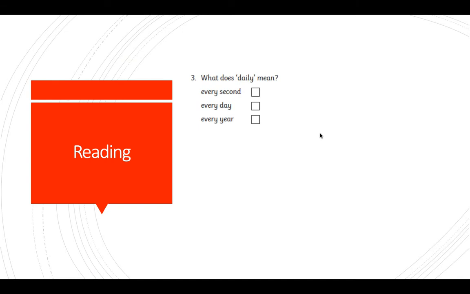Question 3. Now this one's not really directly in the text, it's just about working out what the words mean. So what does daily mean? Does it mean every second, every day, or every year? So tick the one you think it is, and then we'll go on to the next question.